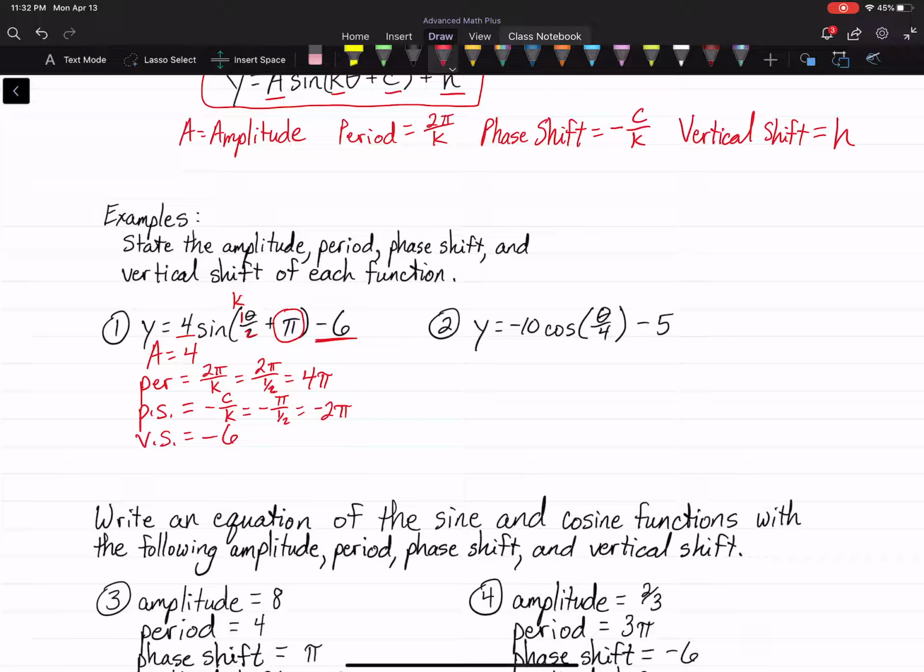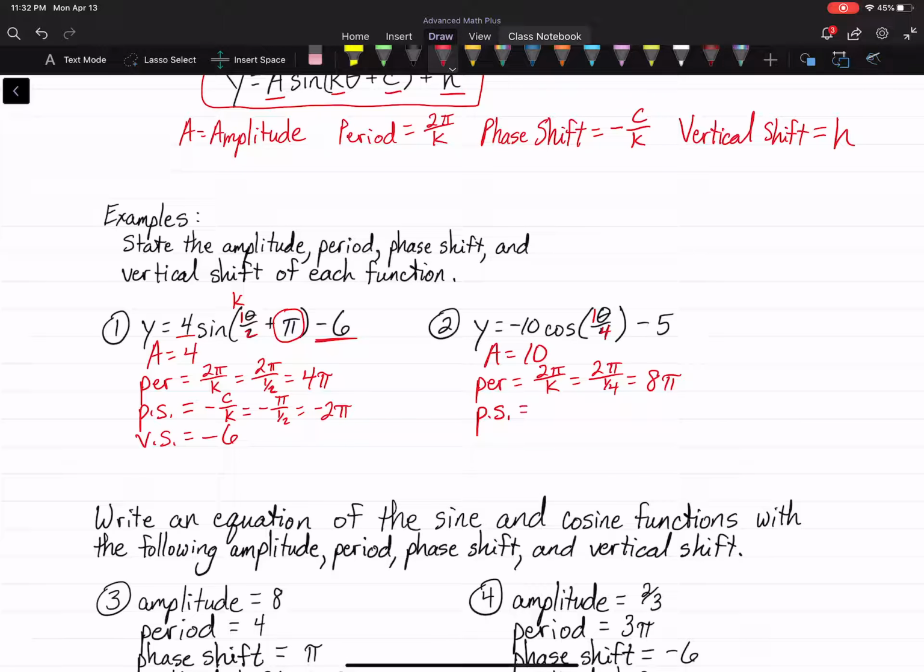Number 2, same type problem. Your amplitude is 10. Remember, the amplitude is a distance, so it's always positive, no matter if it's negative or not. Your period is 2 pi over k. K for this problem, there's an understood 1 in front of that theta, so it's 1/4. So divide by 1/4, and you flip that fraction and multiply. You'll do 4 times 2 pi, which is 8 pi, would be your period.